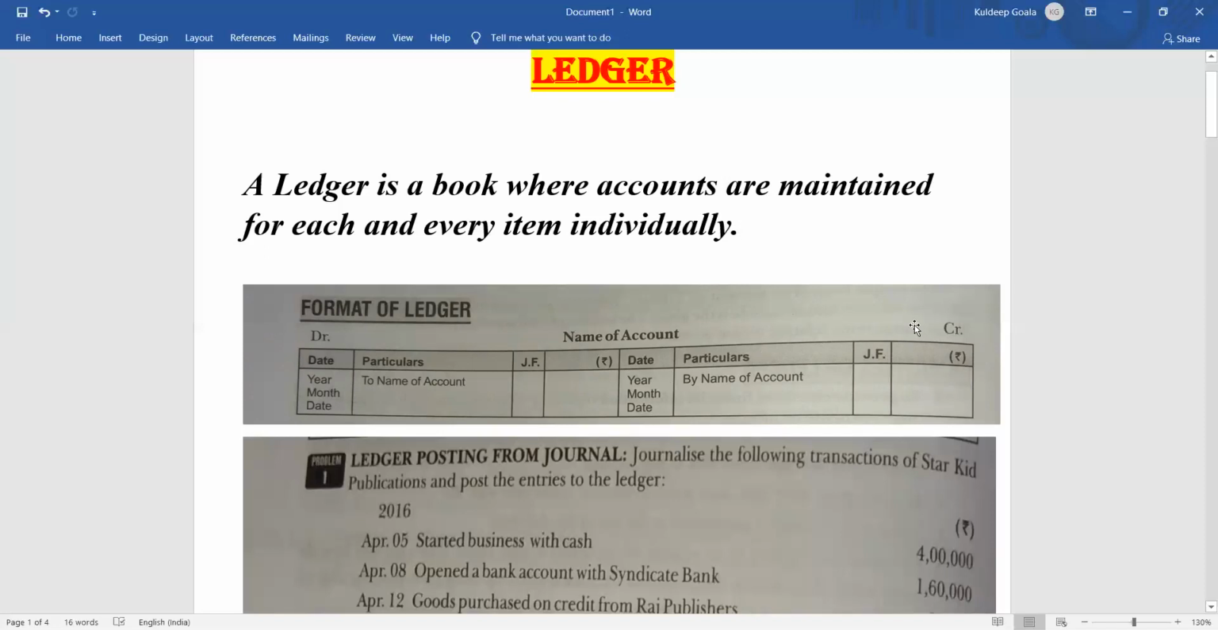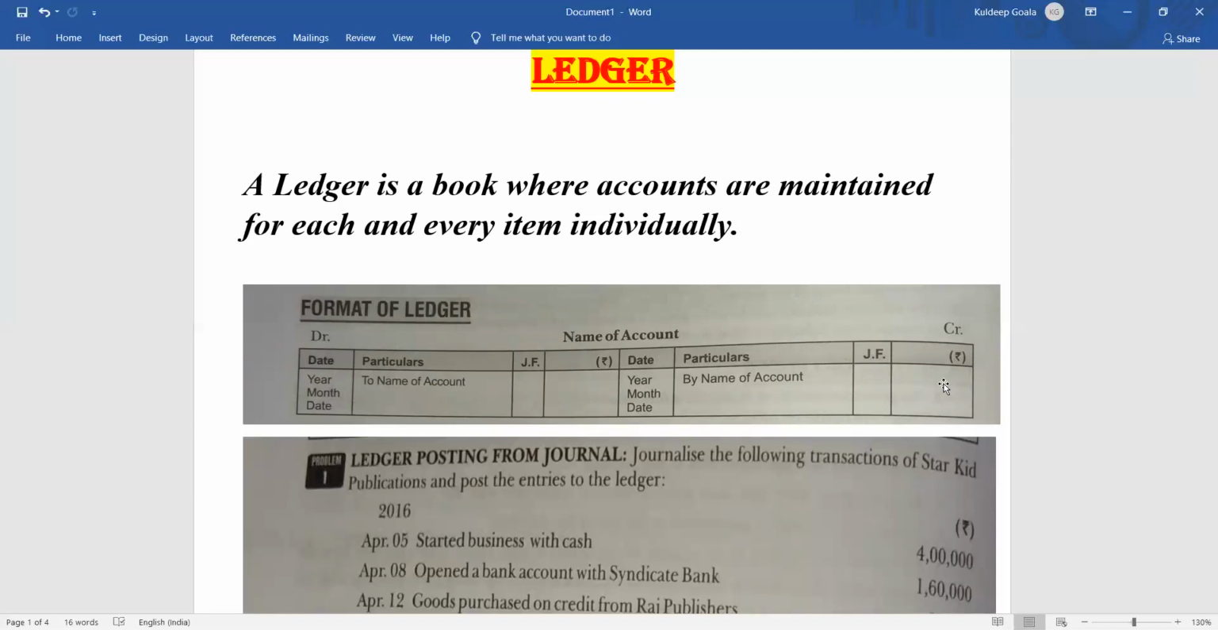Clear? Likewise, in the credit side also you'll have date column, particulars column, journal folio. JF means journal folio. And the amount column. Clear? This is the format of the ledger. Now, as we know that journal is the base of ledger, and in fact all the entries, after getting any transaction you have to first of all derive the journal entry of it.